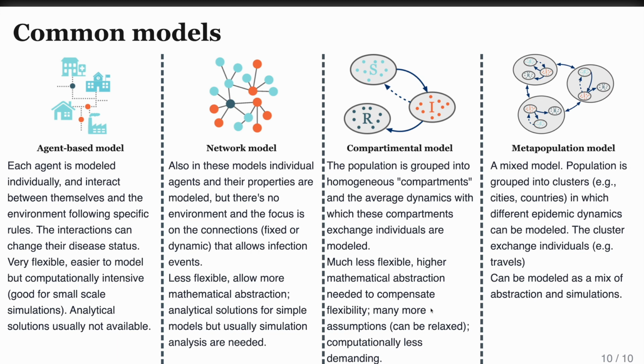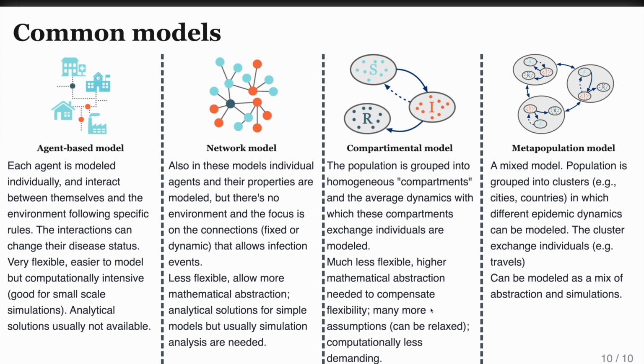In the middle of these two realities, we have the so-called network models, in which you still have individual agents, but they don't have complex behavior. They don't interact between themselves in complex ways. You just model the kind of contacts that these agents have with each other.